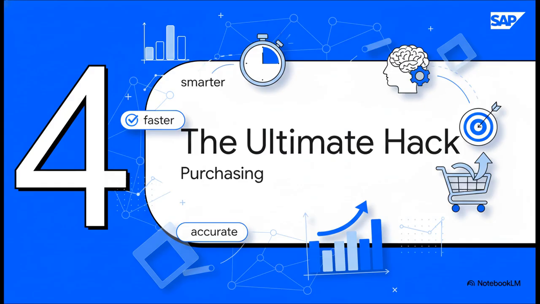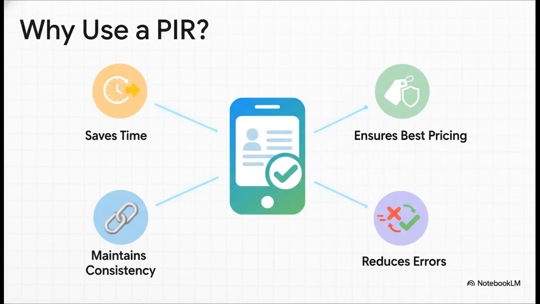So, when you actually put all this together, what do you get? Well, you get what is basically the ultimate purchasing hack, a massive shortcut to making your buying process smarter, faster, and way more accurate. So why does all this matter so much? Because the next time you go to create a purchase order, SAP automatically pulls all this data in for you. No more hunting for prices, no more typing things in by hand and making typos. And it ensures you always get the best price.